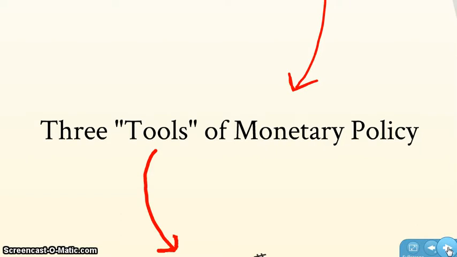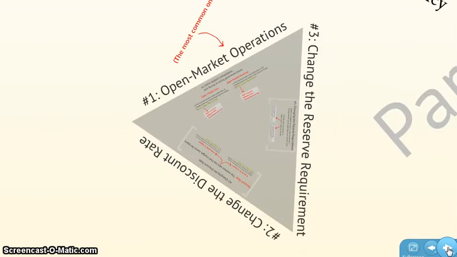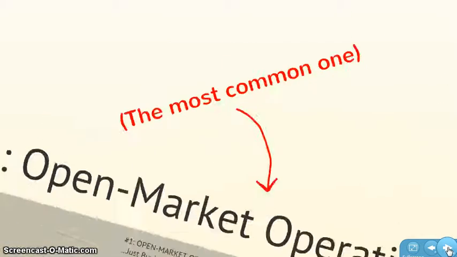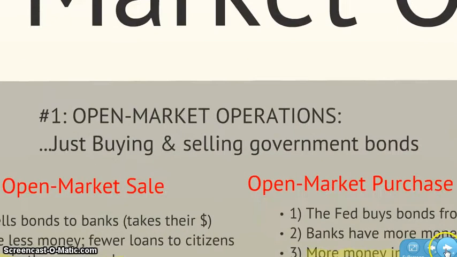How do they encourage the economy to be healthy through getting people money or not? Well, three things. The first is the most common one. The most common tool of monetary policy is this thing we call open market operations. Open market operations, put simply, is when the Fed just buys and sells government bonds, government savings bonds.